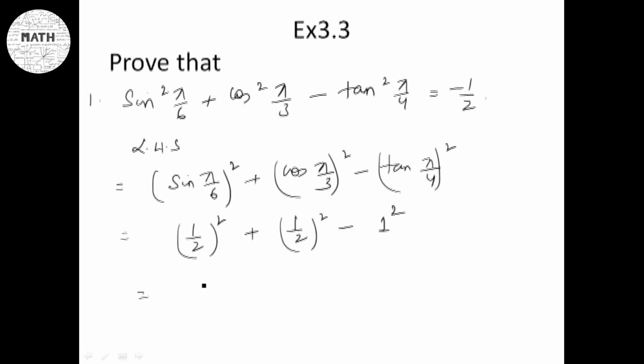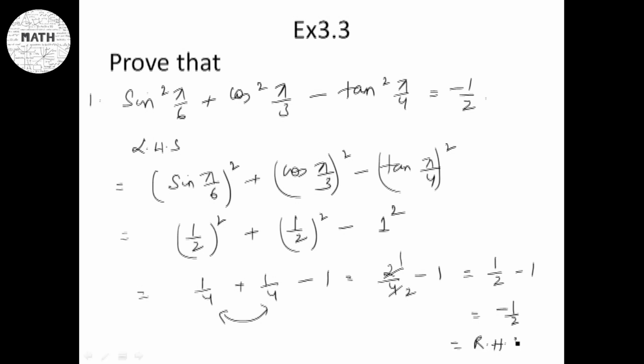So 1 by 2 squared means 1 by 4, plus 1 by 4, minus 1. I can add these two up. If I add these two up, I'll get 2 by 4 minus 1. So 2 ones are 2, 2 twos are 4, which will be 1 by 2 minus 1, nothing more than minus 1 by 2. So that's how you got your right hand side.